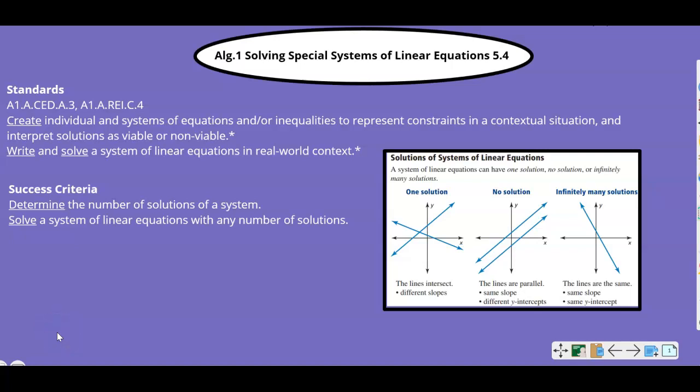Solving special systems of linear equations. All right, so today we're going to look at some special scenarios. First, let's look at the standards and the success criteria.